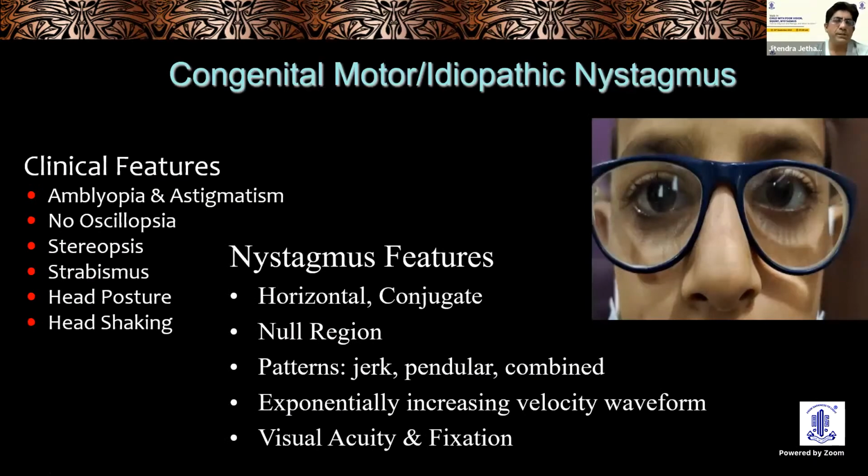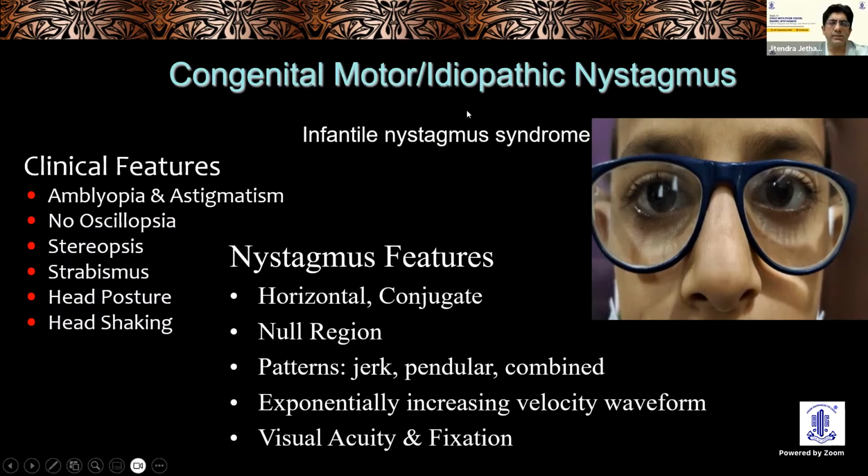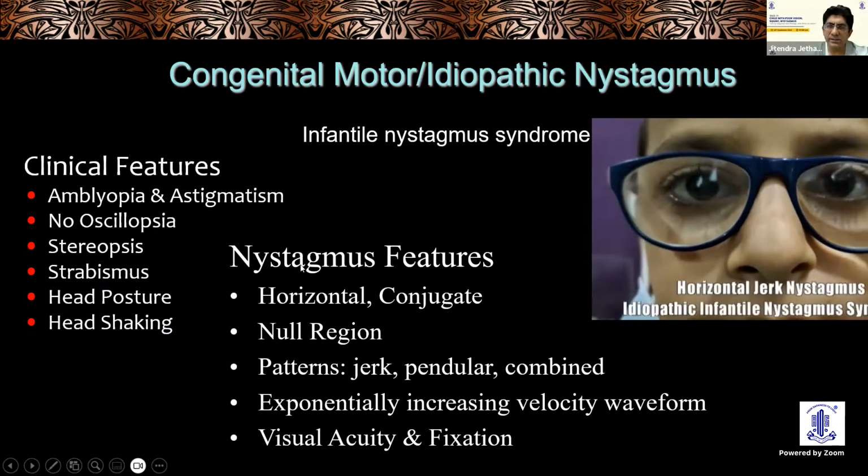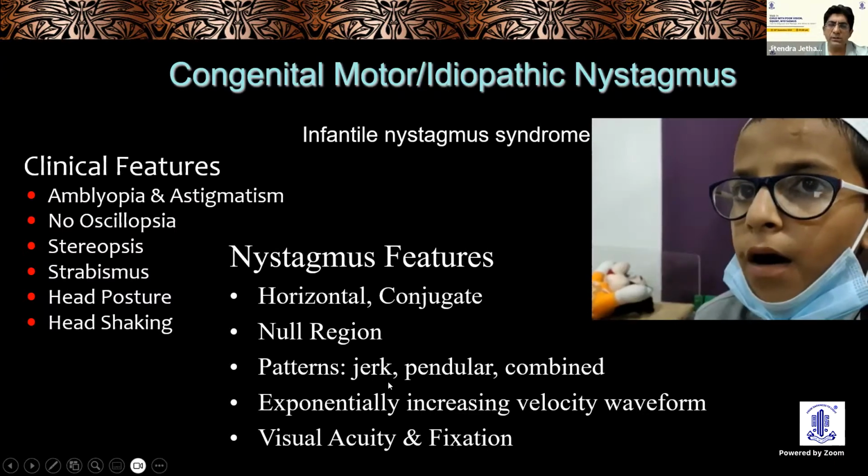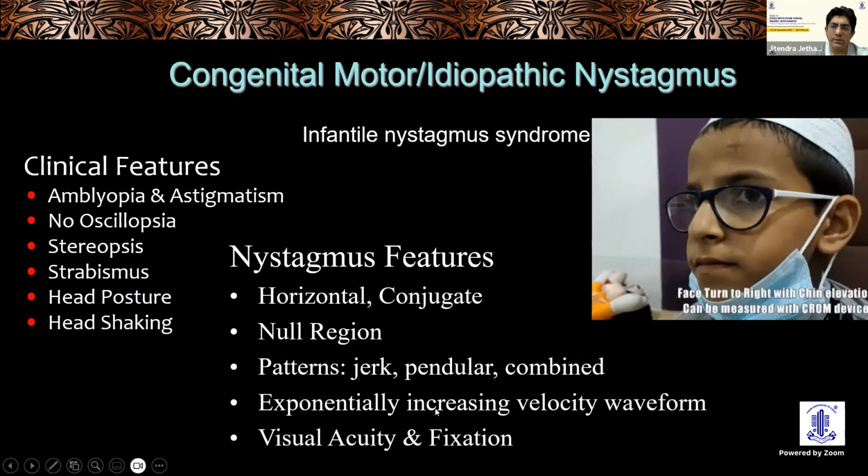When you have a patient with nystagmus, you first have to differentiate whether it is actually congenital nystagmus or a pathological or acquired nystagmus, which you have to refer. Now we come to the broad classification. The old congenital motor nystagmus is now the infantile nystagmus syndrome. Among its nystagmus features, there could be a null zone, it could be jerk, pendular, or combined.